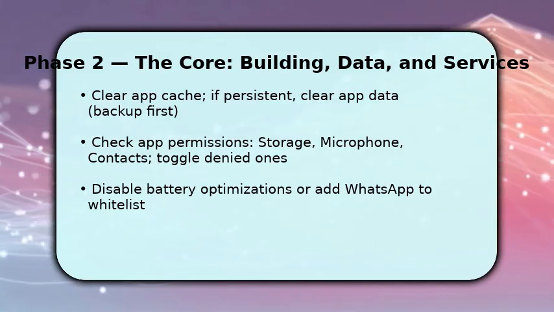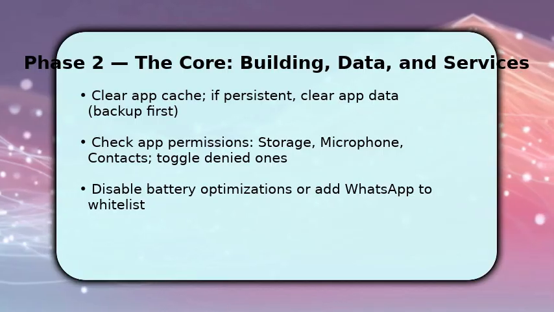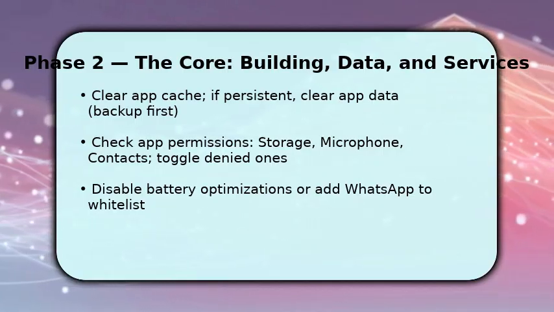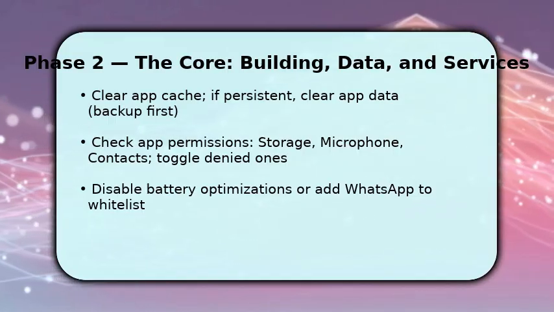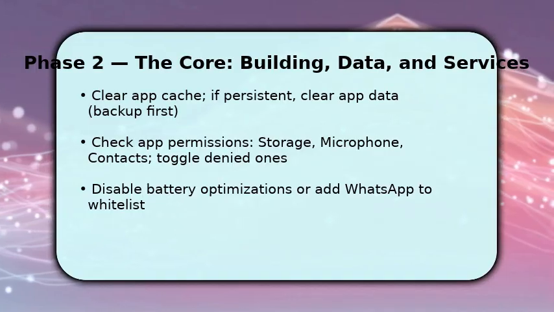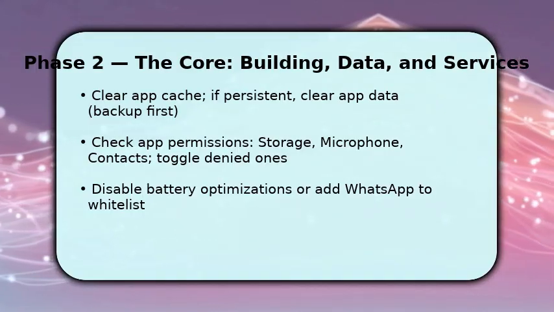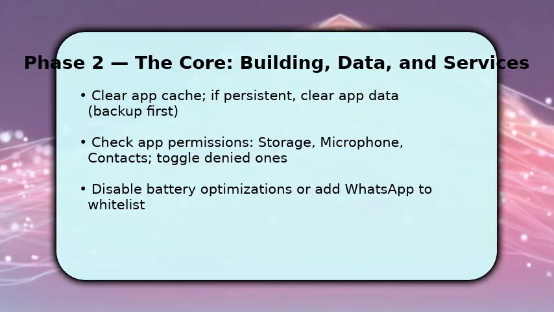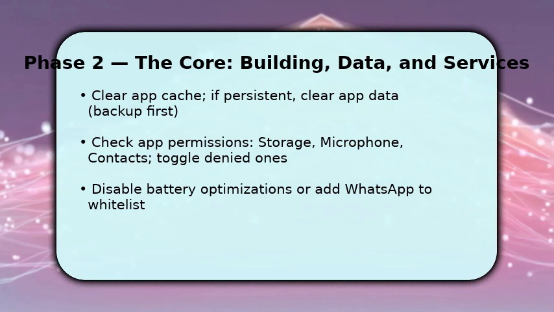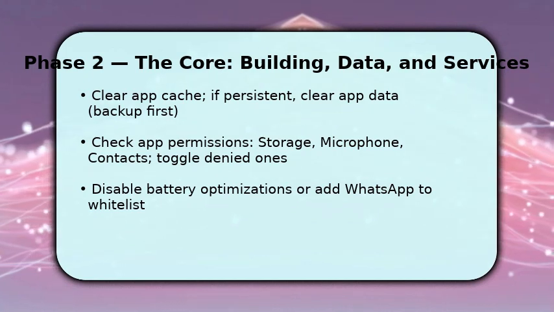Next, inspect permissions. Ensure storage, contacts, microphone are allowed because denied permissions can cause unexpected behavior. Also, disable aggressive battery optimizations or add WhatsApp to the whitelist, since the system may be killing the process. Once these are adjusted, relaunch WhatsApp and check stability before moving to system repairs.